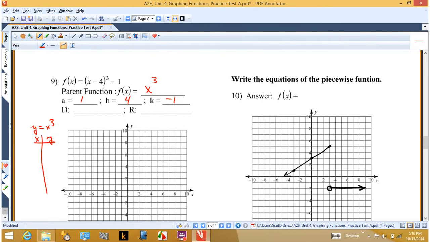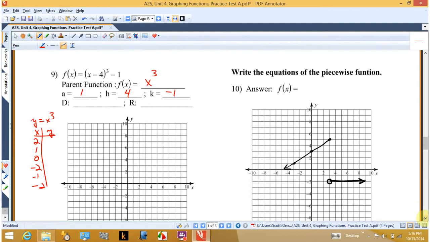Since it's a cubic, I don't want it to get large, so 2, 1, 0, negative 1, negative 2. My shift: I'd be x and x plus 4. And my y value doesn't have a multiplier, so it's simply going to be y minus 1.